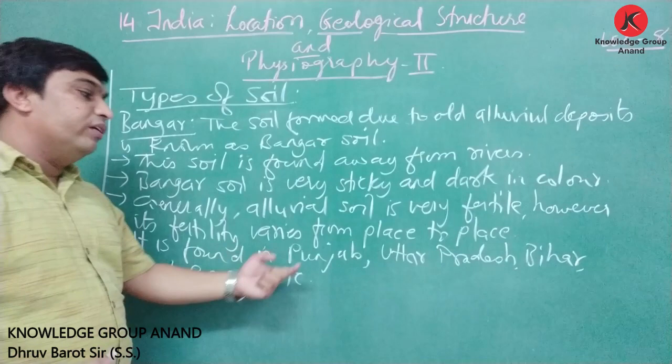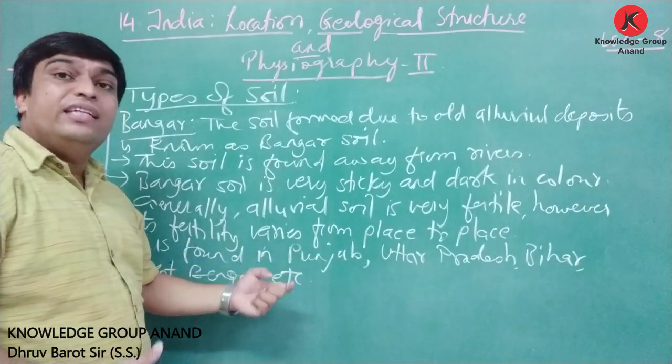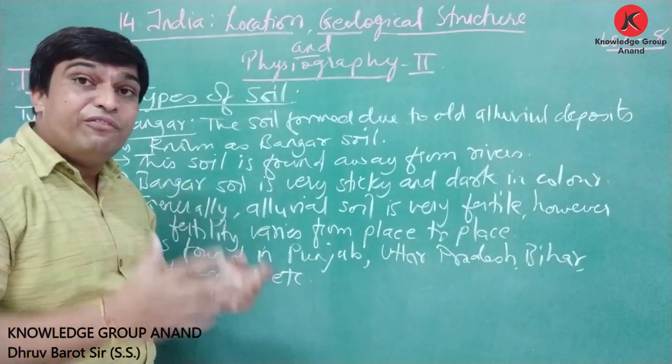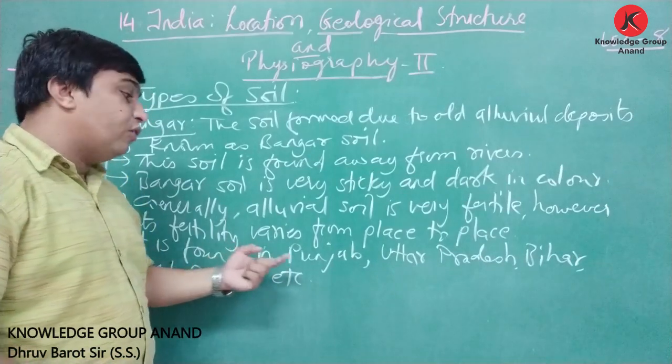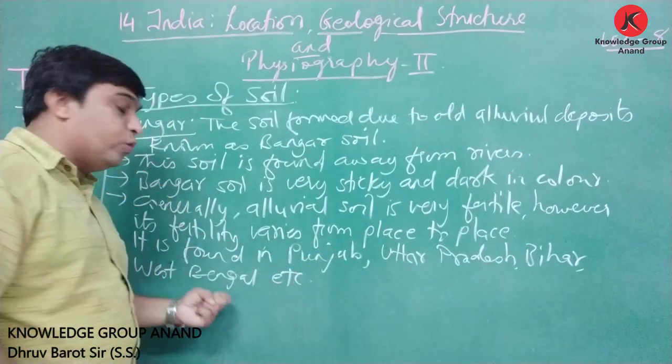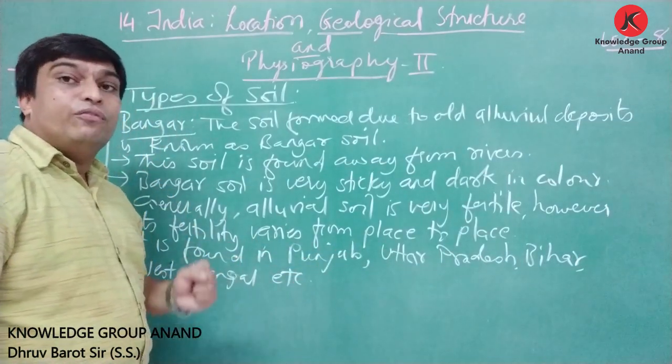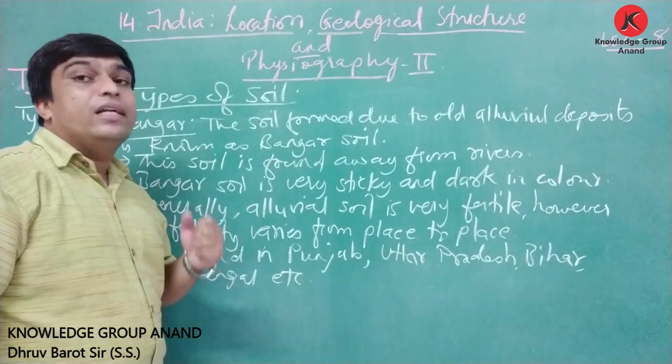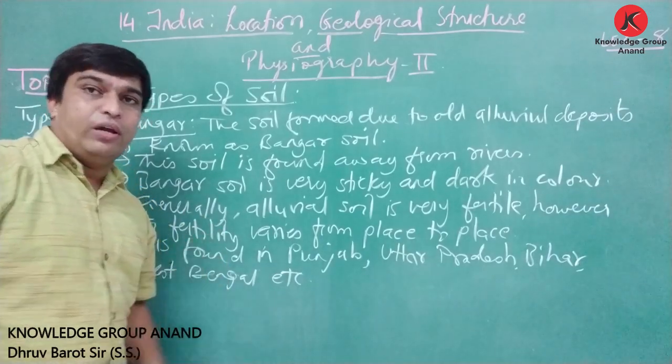This alluvial soil varies from place to place. It is very fertile soil, and it is found in Punjab, UP, Bihar, West Bengal, etc. So friends, you might have understood about the alluvial soil. Now let us understand about the black soil.